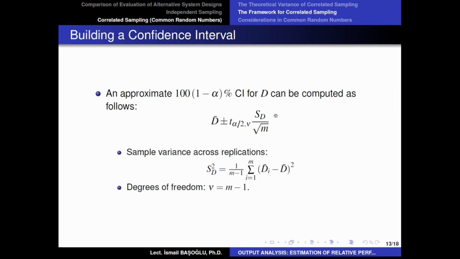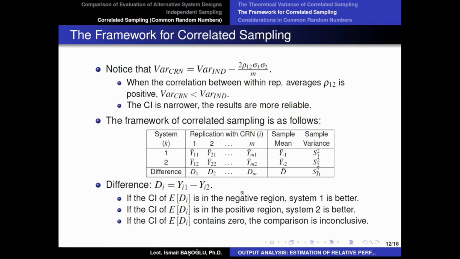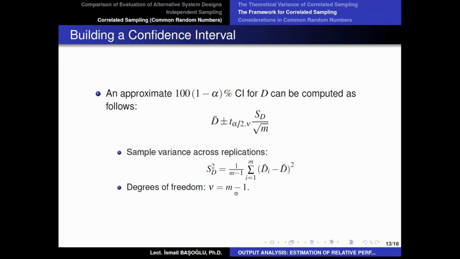Now, we are going to develop the confidence interval for the difference between the alternative system designs as the sample mean for the differences in the last row, plus or minus the t quantile for nu degrees of freedom. Nu is basically equal to the number of replications minus 1, because we have a sample of m observations here, and the degrees of freedom always equals 1 less than the number of observations.